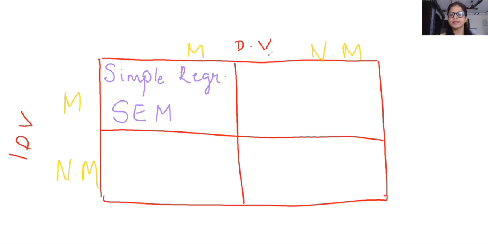When your dependent is metric and independent is non-metric, then you just need to understand which technique to be used in univariate to check your hypothesis testing. So for such a case, you just need to check your hypothesis.